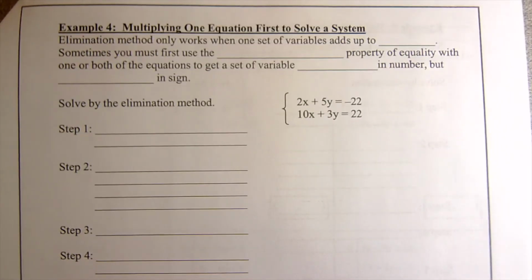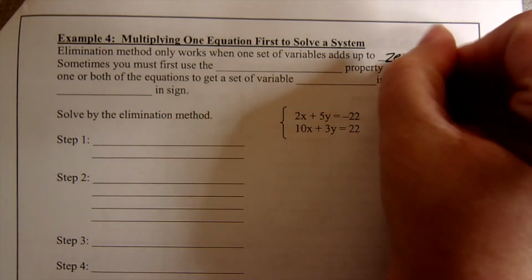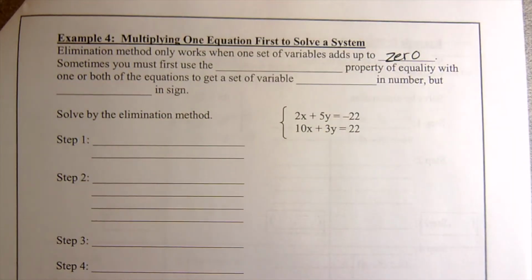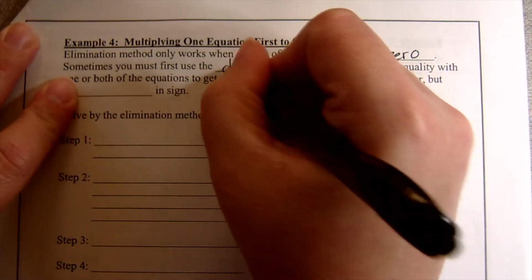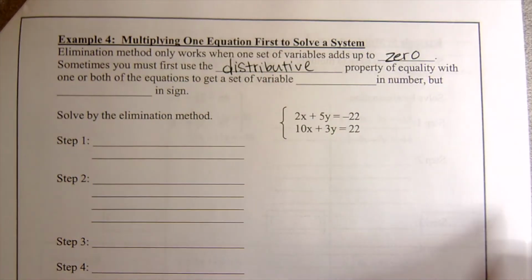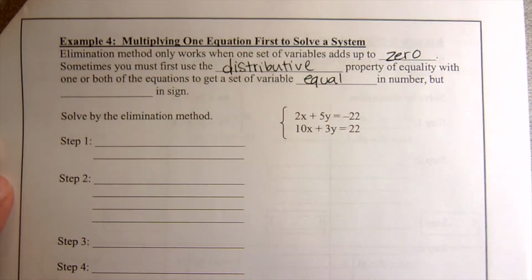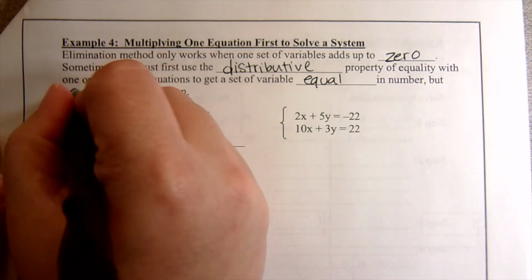So yesterday we talked about the elimination method where when you just lined them up and it automatically canceled out, or we just had to change a sign and it was really simple. Now we're going to talk about when it gets a little more complicated. The elimination method only works when one set of variables adds up to 0. Sometimes you must first use the distributive property of equality with one or both of the equations to get a set of variables equal in number but opposite in sign.